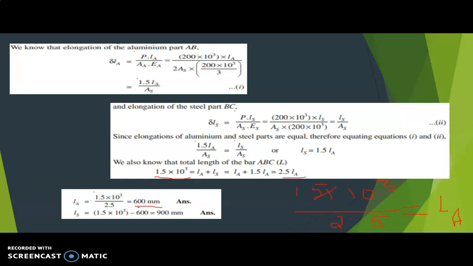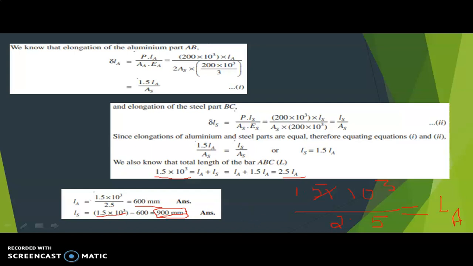Okay, now the length of the aluminium bar you know, and the total length you know, so you can calculate the length of the steel bar. How? The total length is 1.5 into 10 raised to 3 minus this 600, that is equal to 900 mm. So this is the length of the steel bar. When you add 600 plus 900, it should become 1500, the total length of the bar.